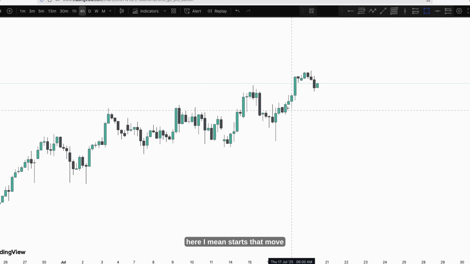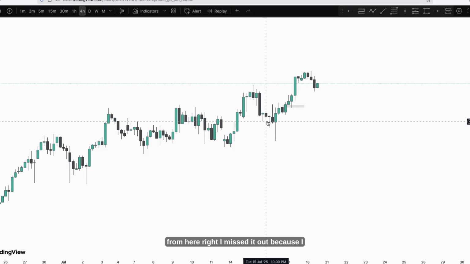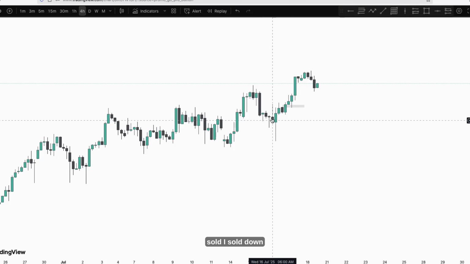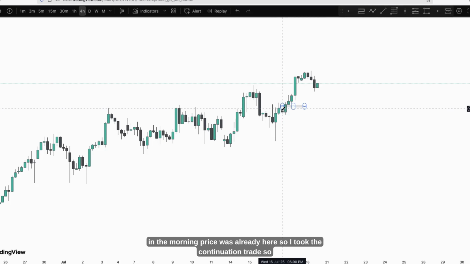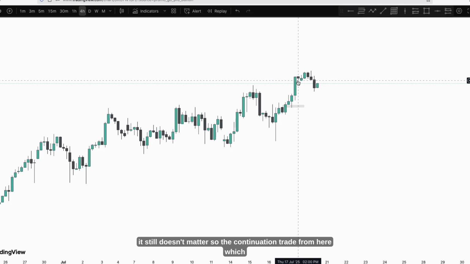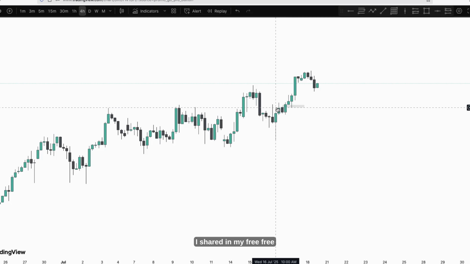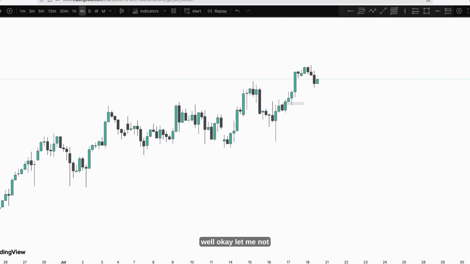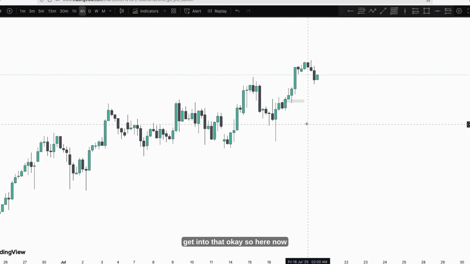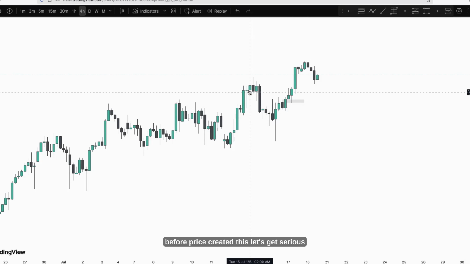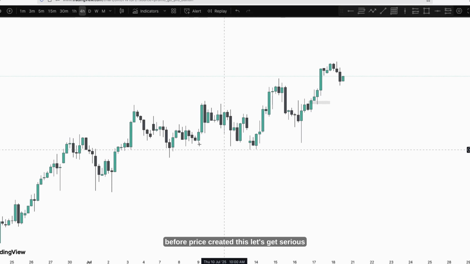from here. I missed out on that move from here, right? I missed it because I sold down into it. Then I went to sleep. When I woke up in the morning, price was already here, so I took the continuation trade. So it still doesn't matter. Took the continuation trade from here, which I shared in my free Telegram group. Okay, so here now, before price created this, let's get serious now.